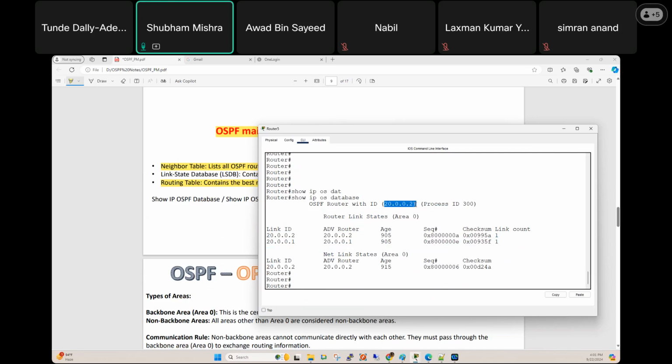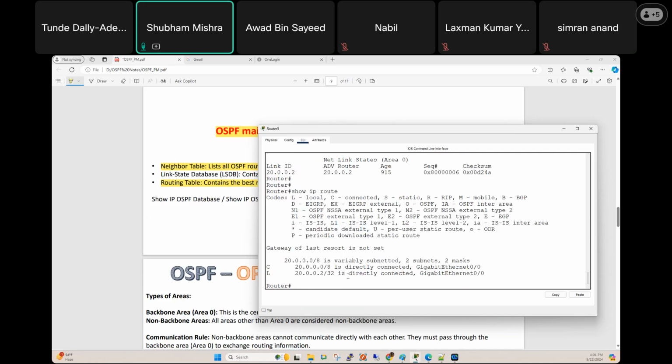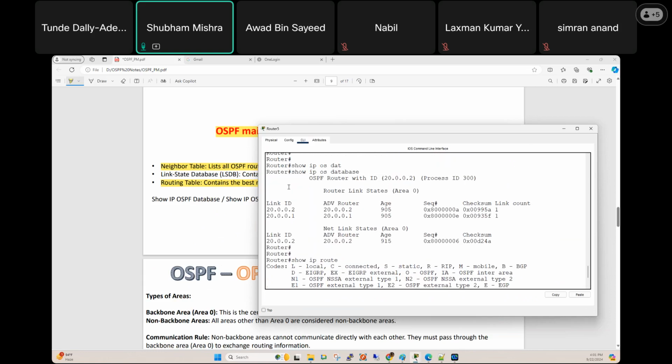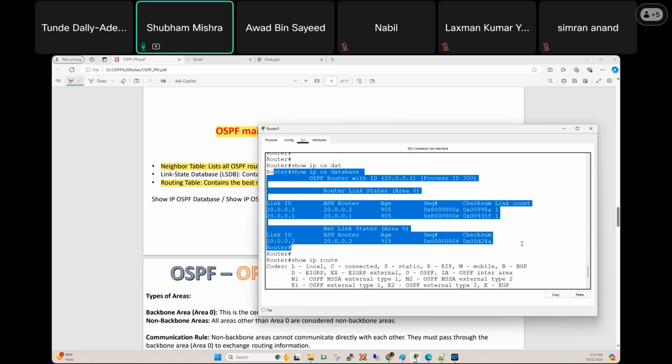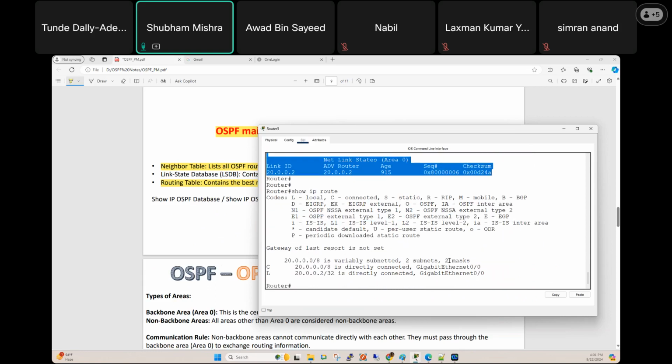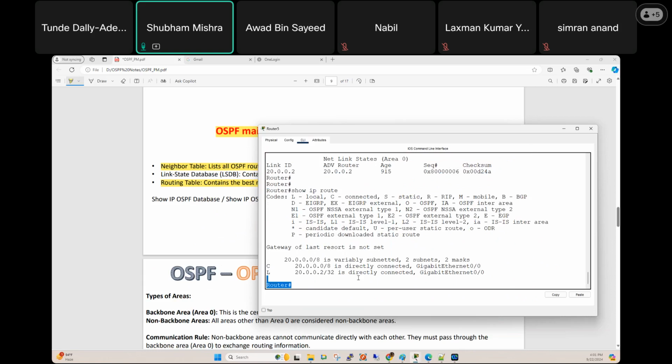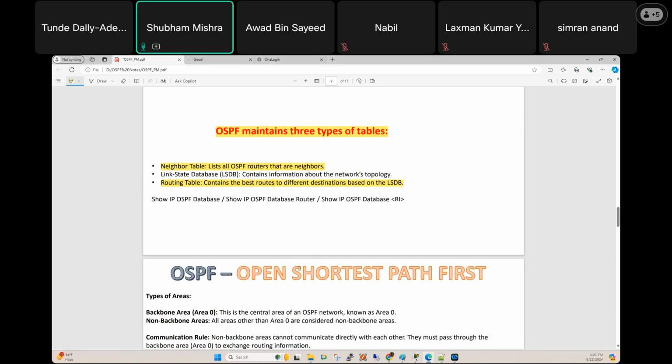So I told you, there are 3 types of tables OSPF maintains. First one is the neighbor table. Second one is the database table. And third one is the routing table. So show ip route is called the routing table. And I told you in yesterday's class, whatever the best route present in the database table, the router installs that route in the routing table. Done now, everyone? Yes. So the router maintains a total of 3 types of tables.